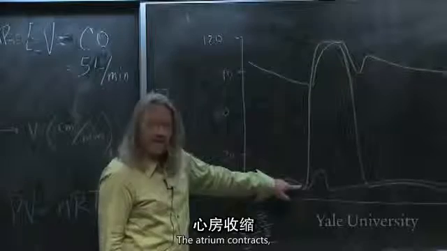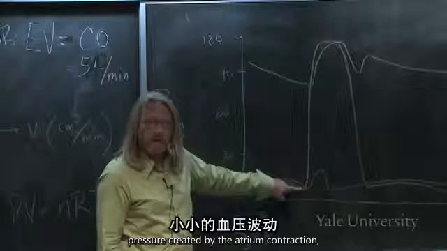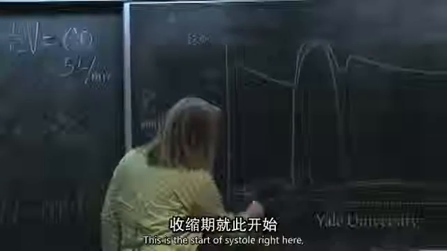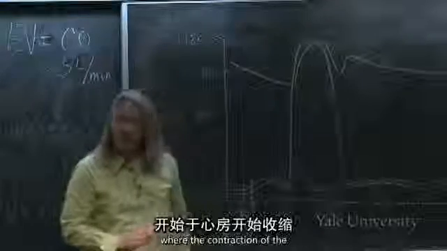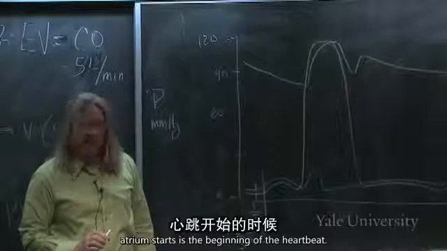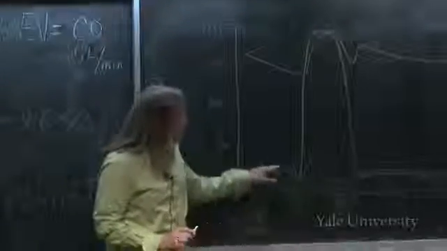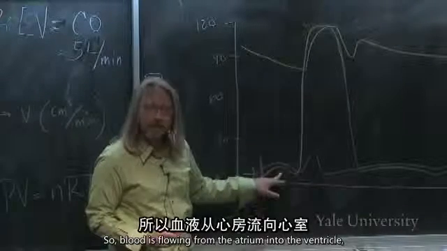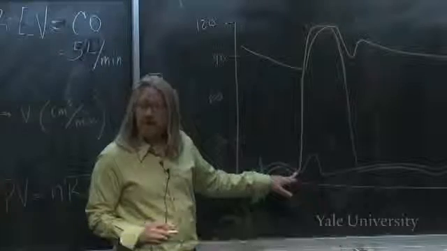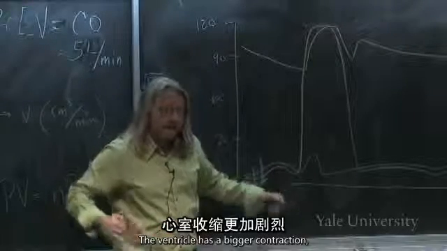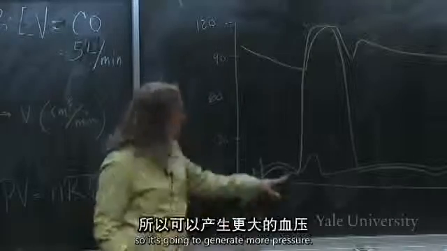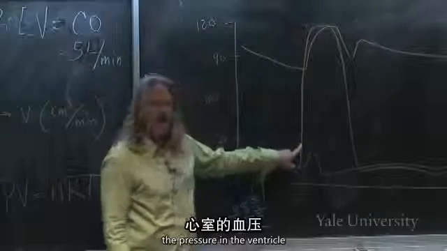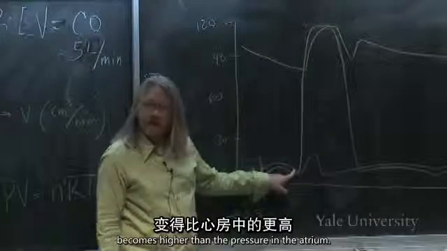The atrium contracts. You see the little bump of pressure created by the atrium contraction, and then the ventricle contracts. So this is the start of systole, right here, where the contraction of the atrium starts is the beginning of the heartbeat. What happens? The atrium contracts, pressure stays higher in the atrium than it is in the ventricle, and so blood is flowing from the atrium into the ventricle, and then all of a sudden the ventricle starts contracting. The ventricle has a bigger contraction, right, more muscle, so it's going to generate more pressure. At some point, very shortly after it starts to contract, the pressure in the ventricle becomes higher than the pressure in the atrium.